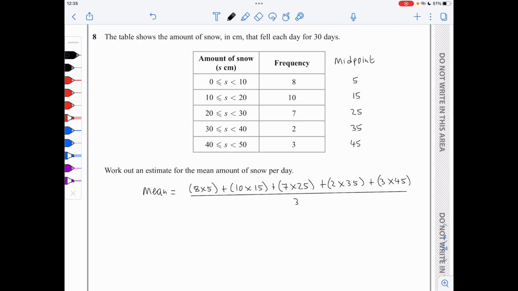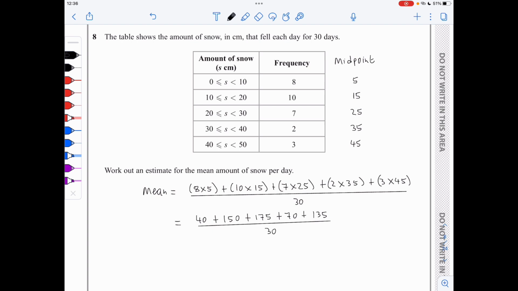So we start by doing the calculation. 8 times 5 is 40, 10 times 15 is 150, 7 times 25 is 175, then it's 70, and then it's 135, all of it over 30.